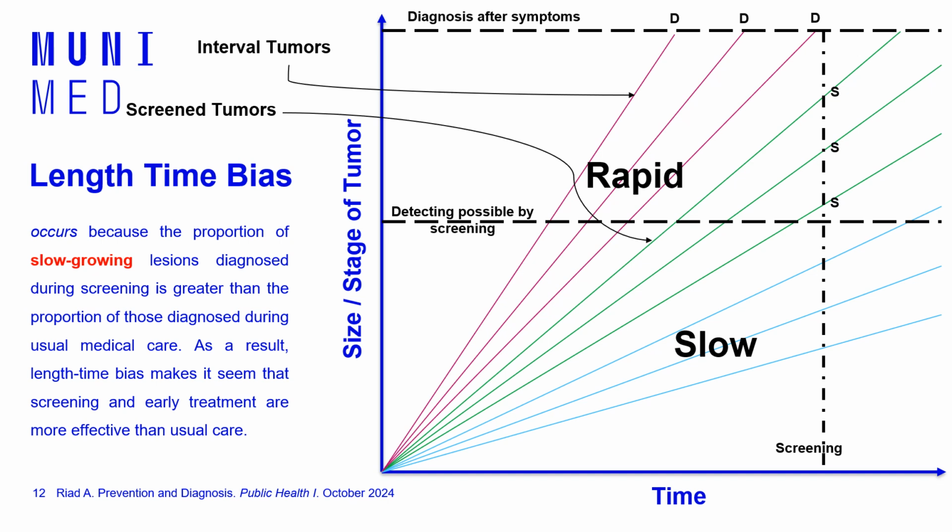Interval tumors are the tumors that are found by clinical diagnosis, not by screening, because they are aggressive and they are fast or rapid. That's why they do not wait for screening to take place in order to be captured by screening. However, the screened tumors are usually the less aggressive tumors. That's why they are not very dangerous, and usually their outcomes are better than the more rapid ones, the purple ones.